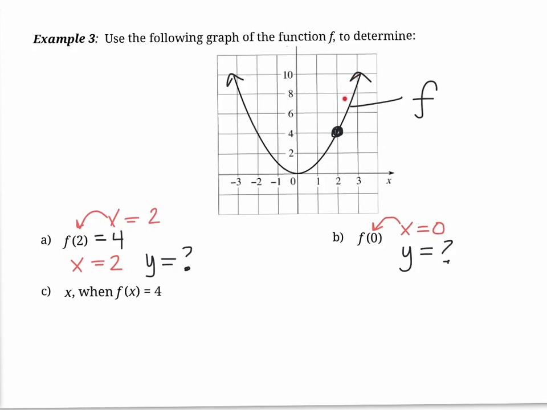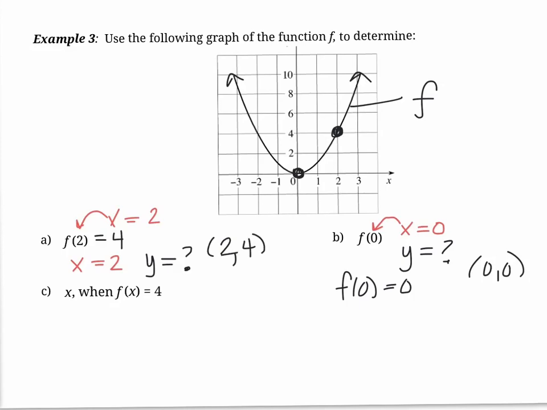So let's go to this parabola. Here is where x is equal to 0, and this is the point. When x is 0, y is also 0. So that means that the solution to f at 0 is 0, because the point (0, 0) is on the parabola. Just like here, the point (2, 4) is on the parabola.